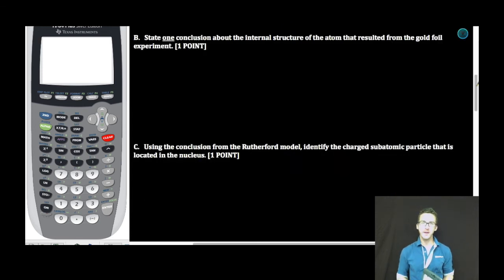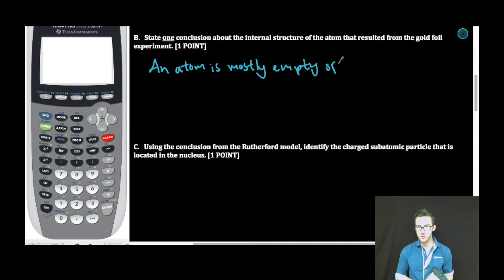Part B. State one conclusion about the internal structure of the atom that resulted from the gold foil experiment. Again, this isn't a trick. Use your data table, read, think. The one conclusion I'm going to come up with is an atom is mostly empty space. Again, the gold foil experiment completely revolutionized our understanding of the structure of the atom.